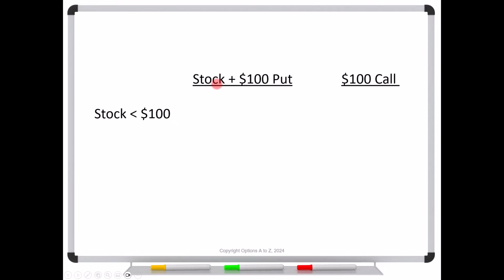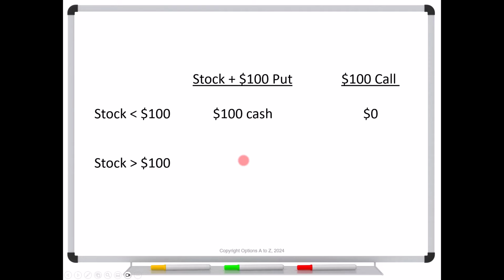The person who is holding the shares of stock can exercise the put and turn it into $100 cash. The person who owns the call ends up with nothing. But if the stock is above 100, anywhere above 100, watch what happens. The put option goes out worthless, and this trader is just holding shares of stock. So whatever the stock price happens to be, that's the value of this position.